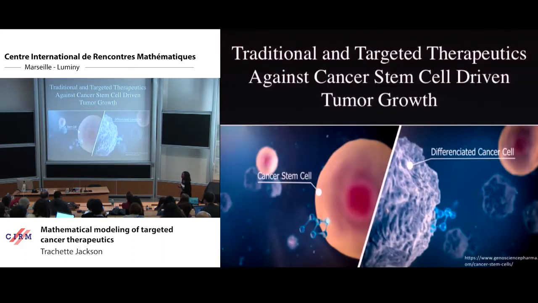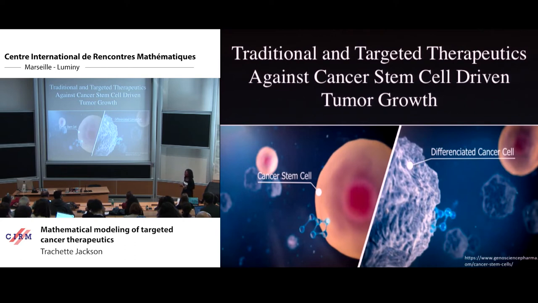We then wanted to use the same framework. So we have a framework. It's a versatile framework. You can add to it. You can subtract from it. You can change parameters to model different types of cancers. So we wanted to see if we could add to this framework the theory of cancer stem cell-driven tumor growth.